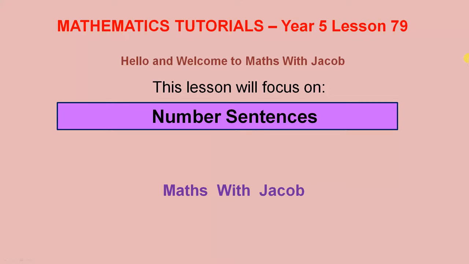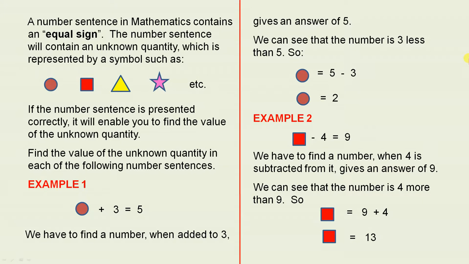This lesson will focus on number sentences. A number sentence in mathematics contains an equal sign. The number sentence will contain an unknown quantity which is represented by a symbol such as a circle, a square, a triangle or a star, and there are many other symbols we can use. If the number sentence is presented correctly, it will enable you to find the value of the unknown quantity.